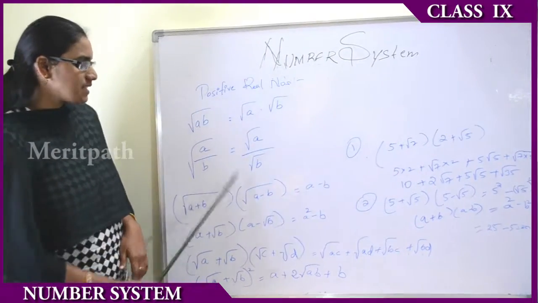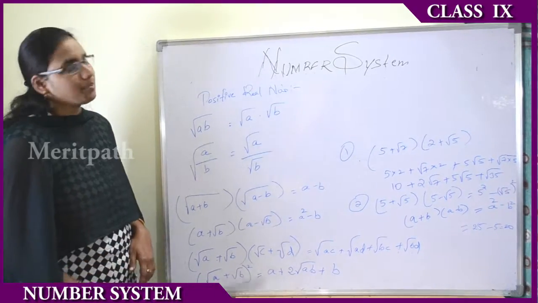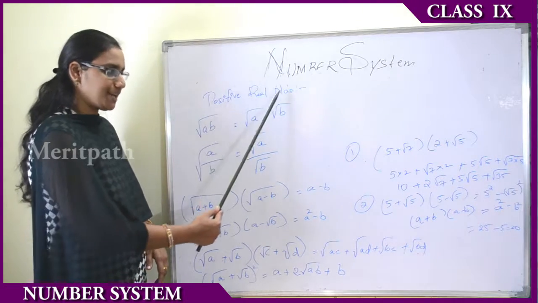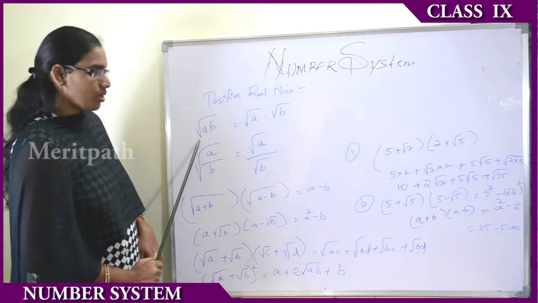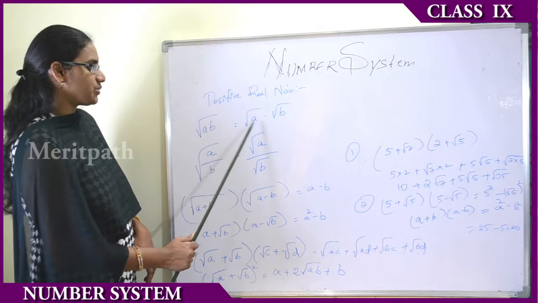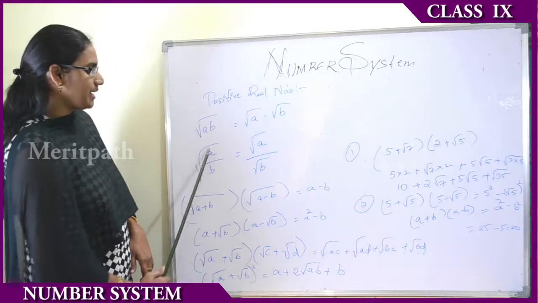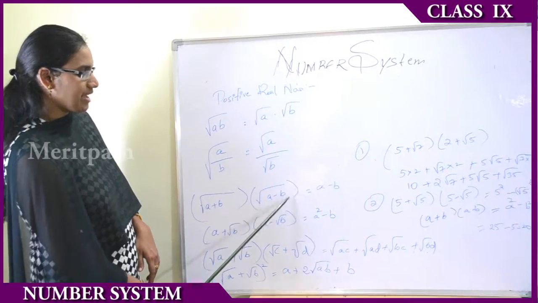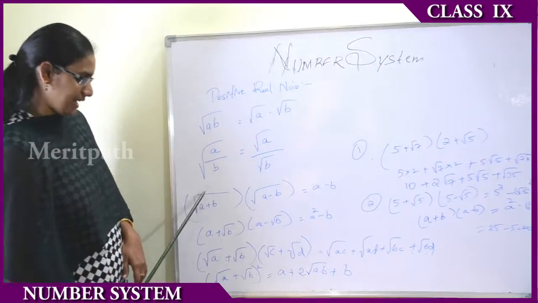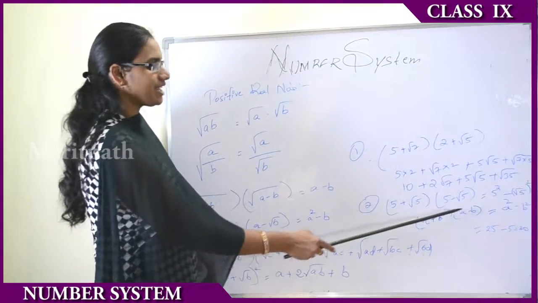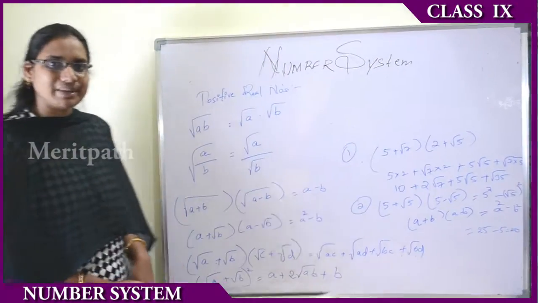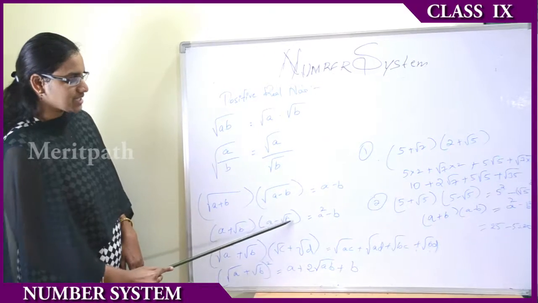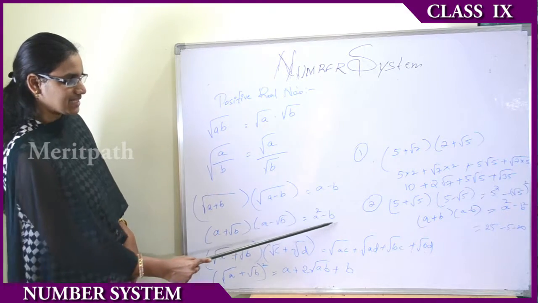Positive real numbers. These are the operations which are followed by positive real numbers only. I remind once again, only for positive real numbers. First, root AB equals root A into root B, and root A by B equals root A by root B. And root A plus root B into root A minus root B equals A minus B. It is the same as (A plus B)(A minus B) equals A square minus B square. The same formula is applicable here also: (A plus root B)(A minus root B) equals A square minus B.